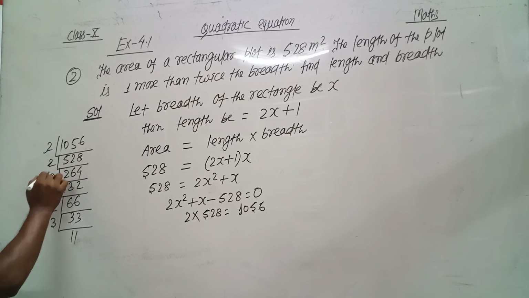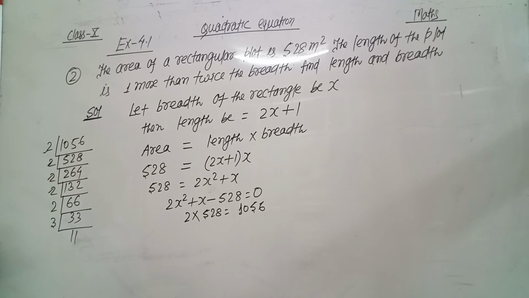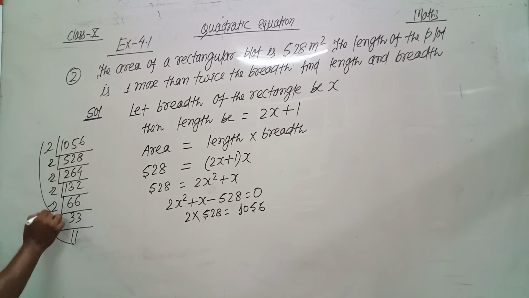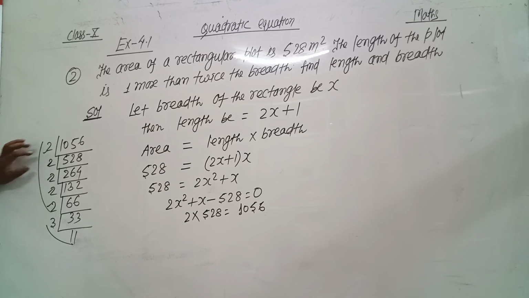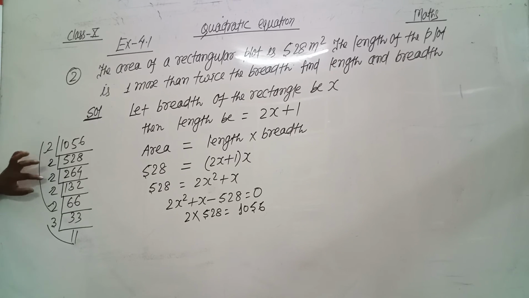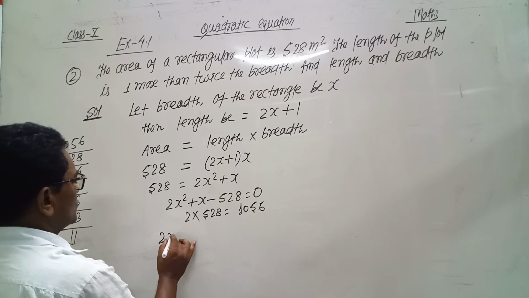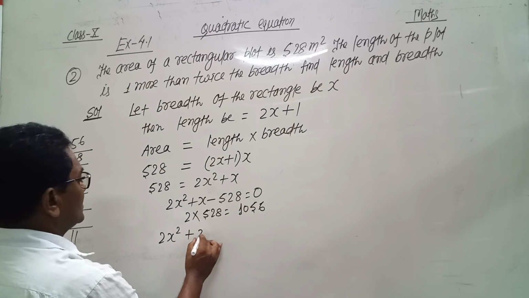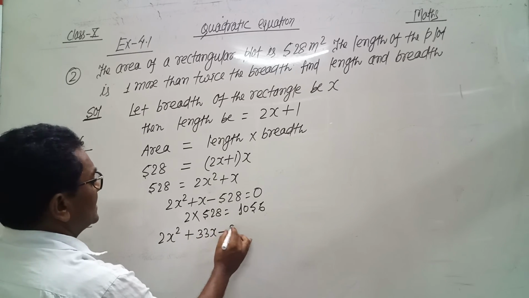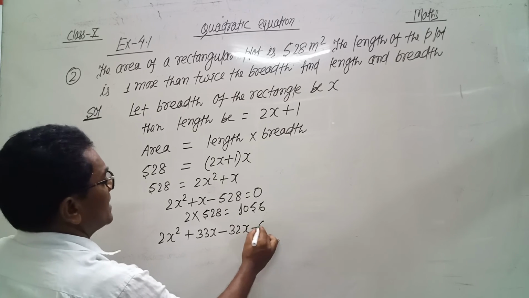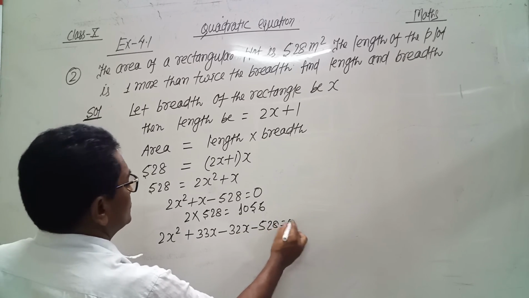So 2 times 2 is 4, 4 times 2 is 8, 8 times 2 is 16, 16 times 2 is 32, and 11 times 3 is 33. We get two values, 32 and 33. So 33 minus 32 gives 1. So we will write 2x square plus 33x minus 32x minus 528 equals 0.